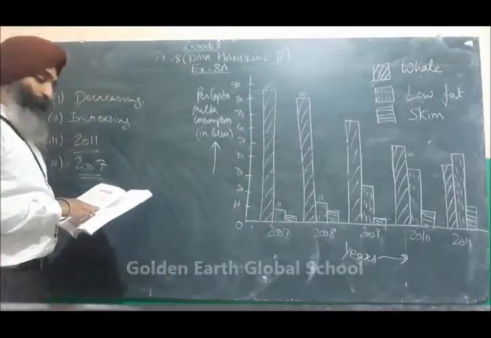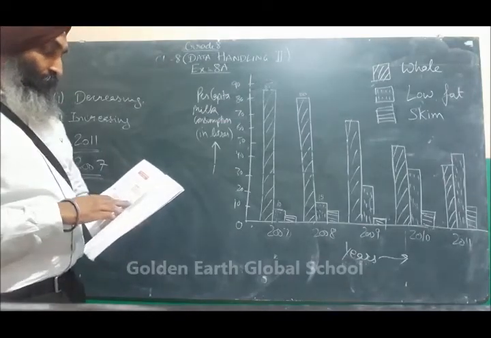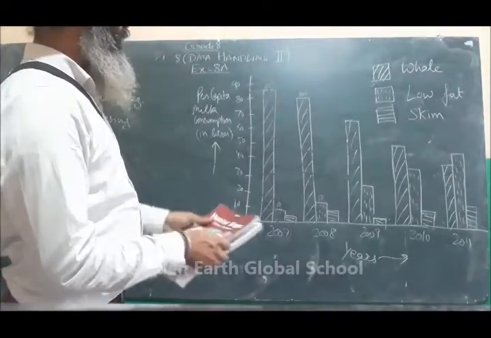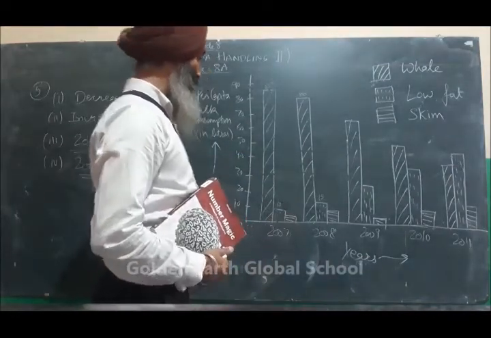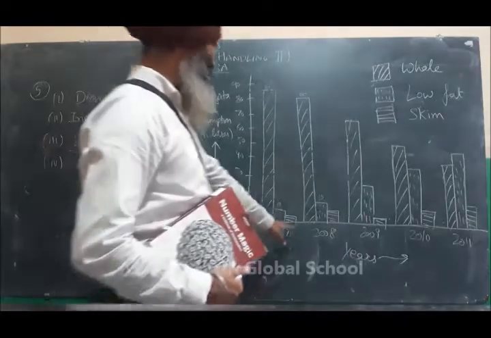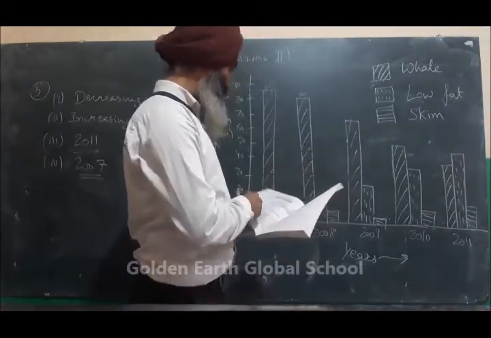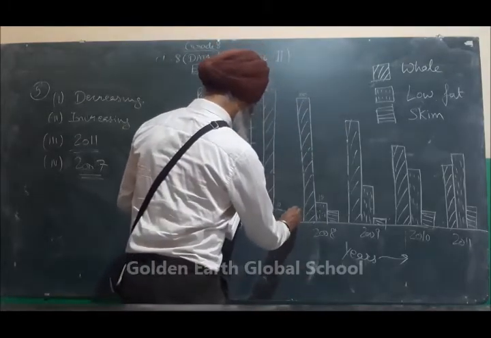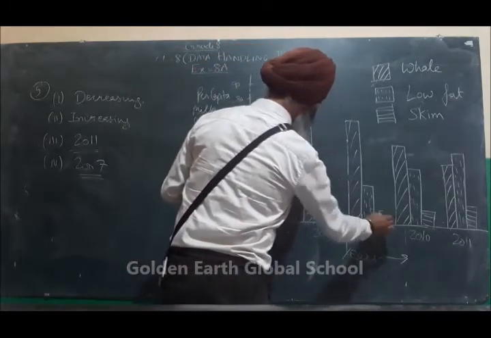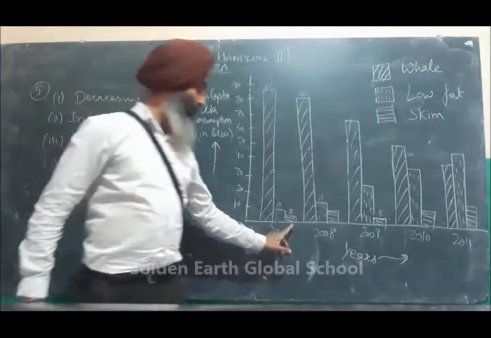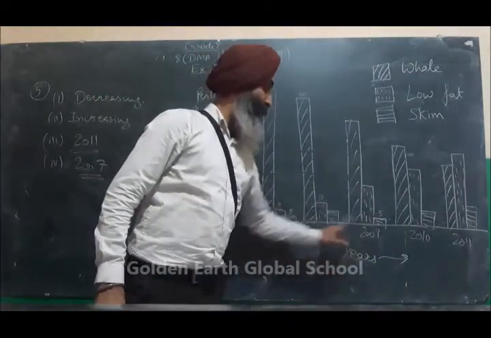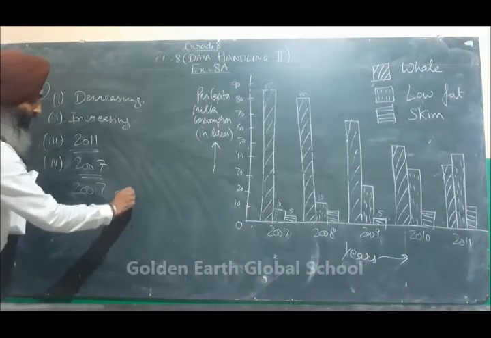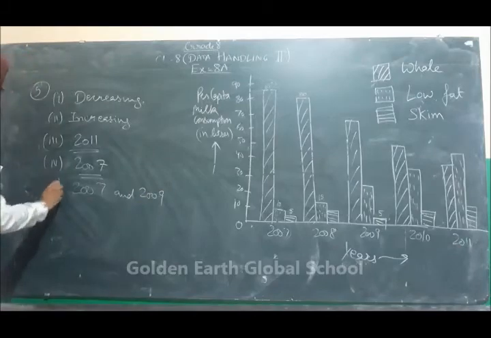Now the fifth part is, in which year was the consumption of skimmed milk the same? As it is clear from the graph, skimmed milk means this last one. It is clear from the graph that in 2007 it is 5 and in 2009 it is also 5. So the consumption of skimmed milk is the same in 2007 and 2009 in the fifth part.